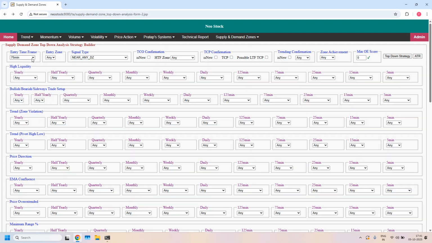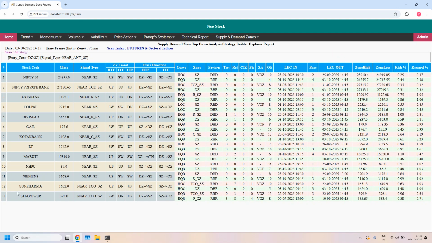Next, for the 75 minutes time frame, stocks near the 75 minute supply zone, we got 13 stocks. Let us identify high liquidity 75 minute supply zones from this list. Axis Bank is having a 75 minutes high liquidity supply zone. Next, Divi's Lab is having a 75 minutes high liquidity supply zone. Next, Kotak Bank is having a 75 minutes high liquidity supply zone.